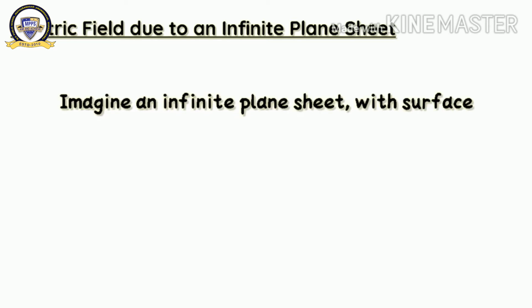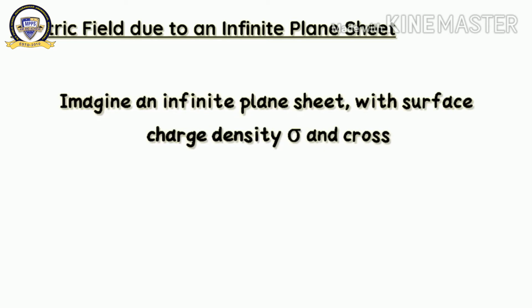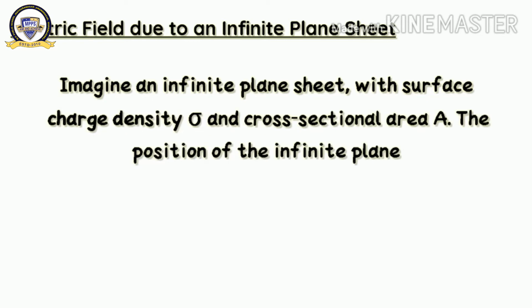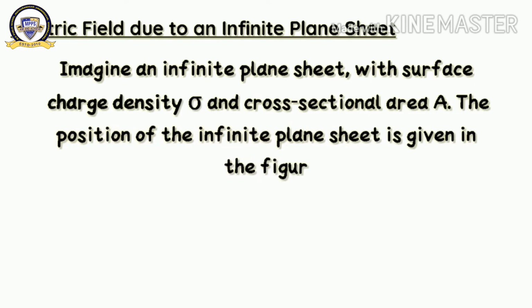Our next application of Gaussian theorem is the electric field due to an infinite plane sheet. In this case, we imagine an infinite plane sheet with surface charge density sigma and cross-sectional area capital A. The position of the infinite plane sheet is given in the figure below. In this figure, you will see that the electric fields are being generated toward both sides, means left side and right side. So if you are going to calculate the total electric field, then it will be the algebraic sum. But you will see one thing more, that these electric fields are in opposite direction.